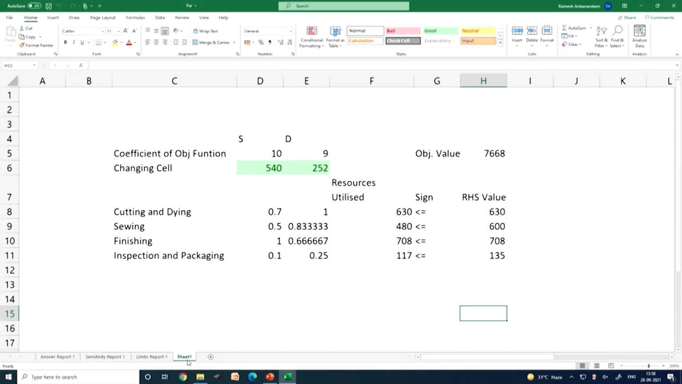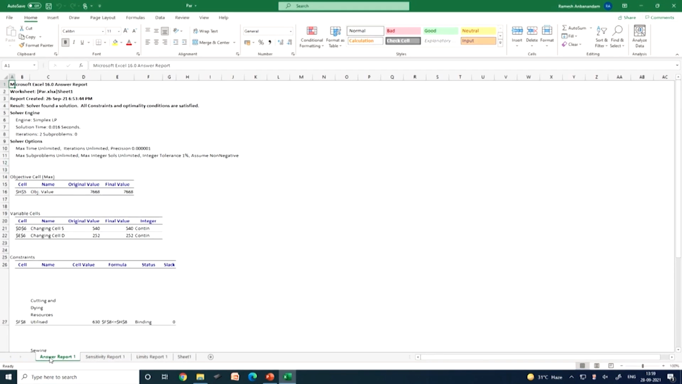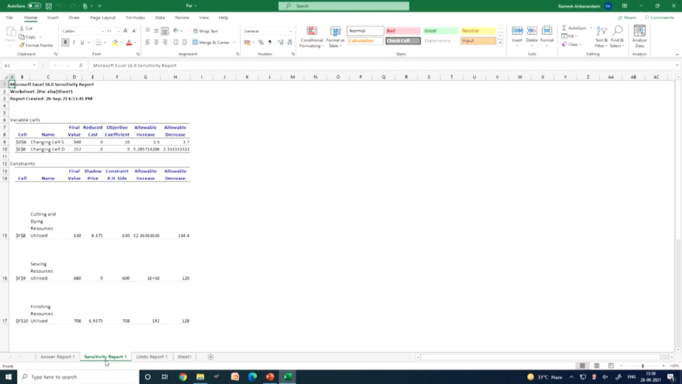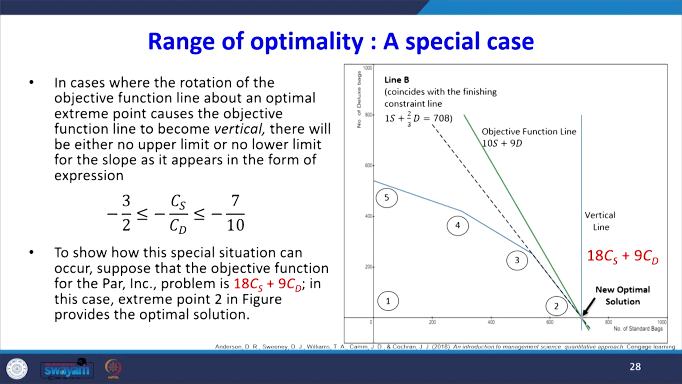Now, this problem which we have solved in the previous class, we got the answer as 540 and 252. When I go to this answer report, you have to go to the sensitivity report. Look at this location, the final value is our answer. There is the objective function coefficient, the allowable increase and the allowable decrease. So, this says the range of optimality. Now, we can see a special case in range of optimality.